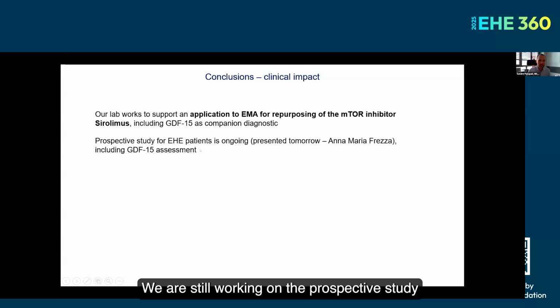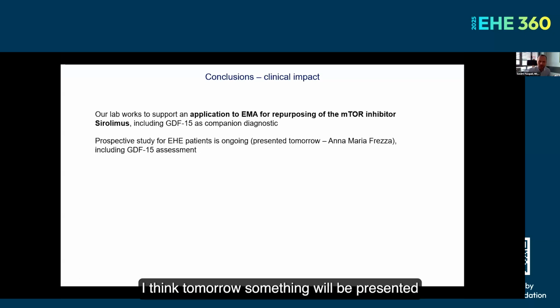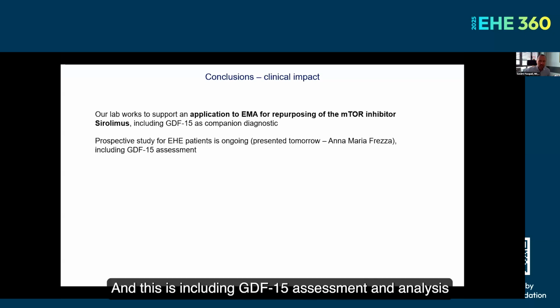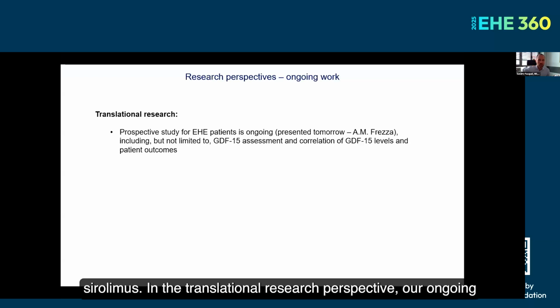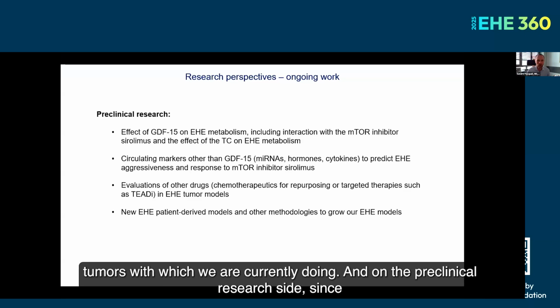We are still working on the prospective study on EHE patients. I think tomorrow something will be presented by Dr. Frezza, and this includes GDF15 assessment and analysis beyond some other omic analysis and search for other biomarkers associated with disease and response to sirolimus. In a translational research perspective, our ongoing work is aimed at associating GDF15 with patient outcomes, response to sirolimus, and other profiling of primary tumors, which we are currently doing.